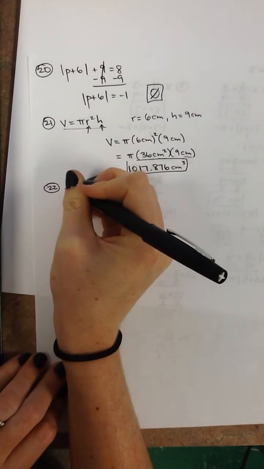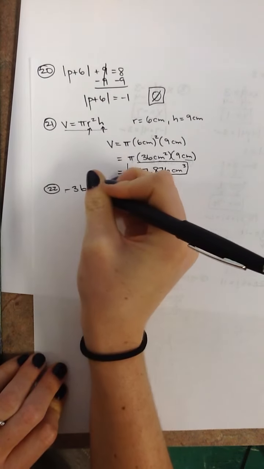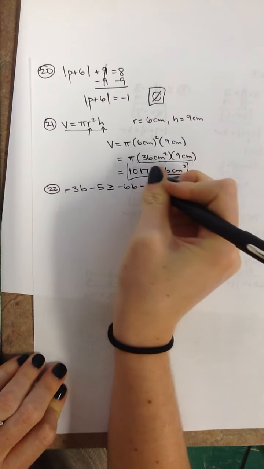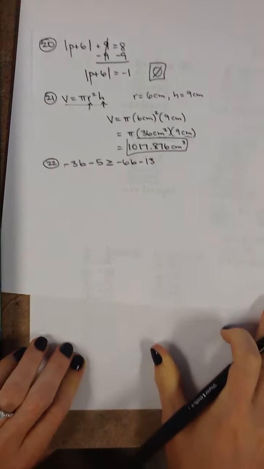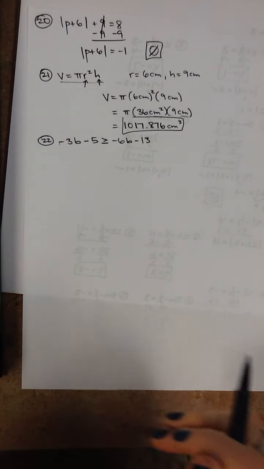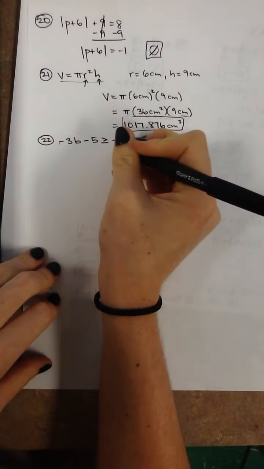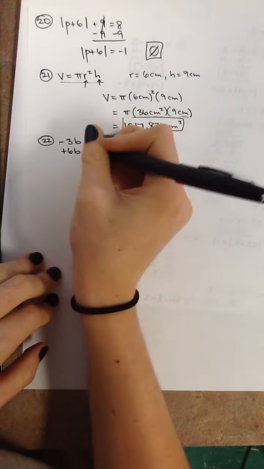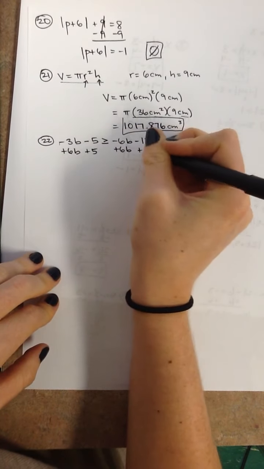22, we've got a negative 3b minus 5 greater than or equal to negative 6b minus 13, and then graph the solution set. This is just one of the simpler inequalities. This isn't absolute value or compound or anything like that. So here, let's get the variables on the left-hand side. And then let's get the constants over to the right-hand side.